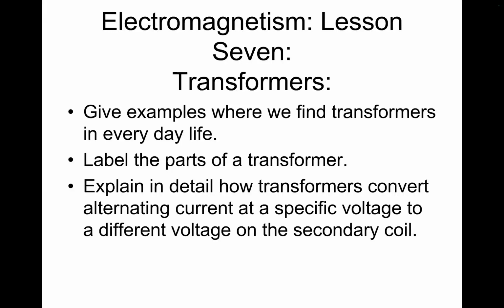Hi there, this is Electromagnetism Lesson 7 and this is transformers. So we're going to give examples where we find transformers, label the different parts and explain in detail how transformers convert alternating current at a certain voltage to a different voltage on the secondary coil. So it's basically an explanation of how they work. Comes up on exam questions, normally 4 or 5 mark response required. So let's get into it.